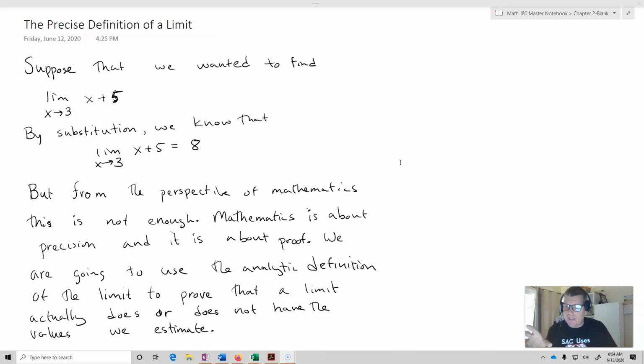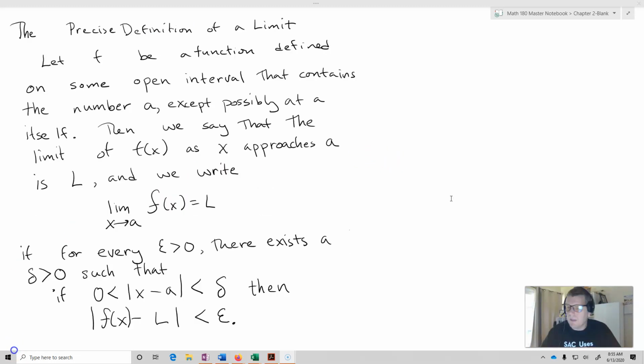That is our goal here, and this is to really introduce you to the real analysis of calculus, which can be very, very challenging. So we're going to spend a little bit of time talking about this definition and how we utilize it in order to better understand what it means to have a limit. So this is the precise definition of a limit.